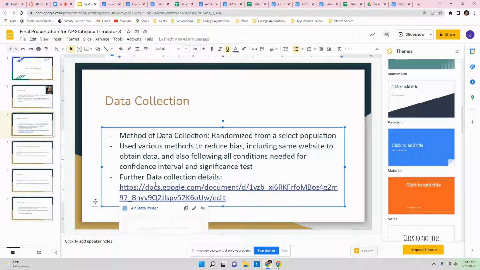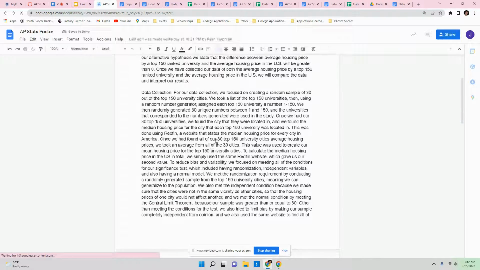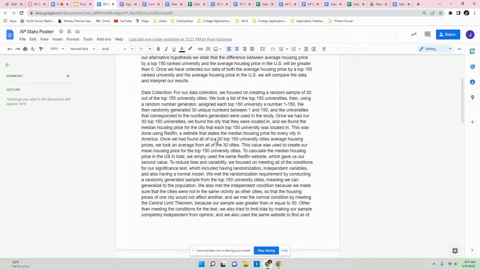And we'll go to this document here to see how we found our data. For our data collection, we focused on a random sample of 30 of the top 150 universities. We took a list of the top 150 universities and, using a random number generator, assigned each university a number 1 through 150. We then randomly generated 30 unique numbers. Universities corresponding to the numbers generated were used, and we would find the city from each selected university, and we would find the average housing price through Redfin.